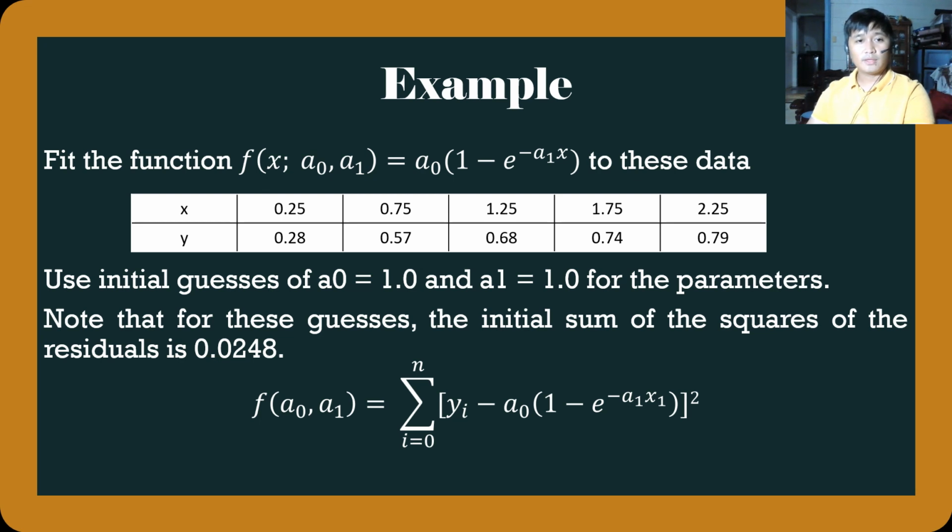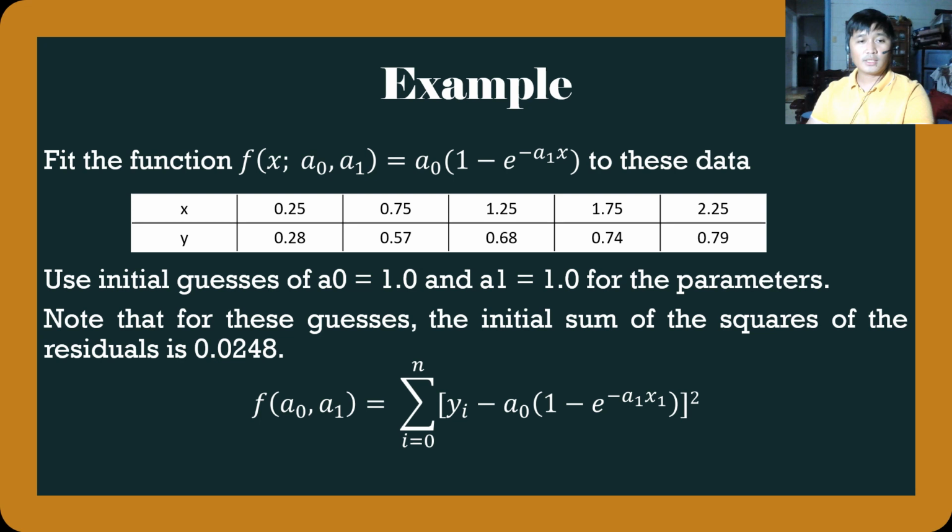Example. Fit the function f of x, a sub 0, a sub 1 equal to a sub 0 times 1 minus e to the power of negative a sub 1 x to this data. These are the given values of x and y. For x we have 0.25, 0.75, 1.25, 1.75, 2.25. And for y, we have 0.28, 0.57, 0.68, 0.74, and 0.79.